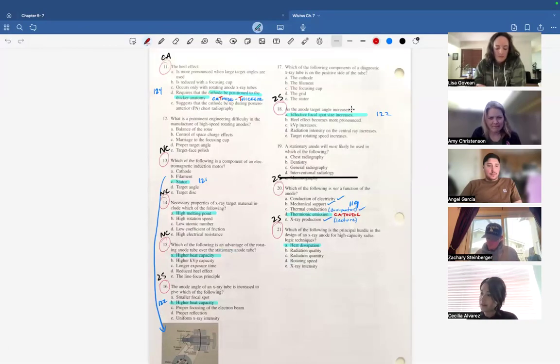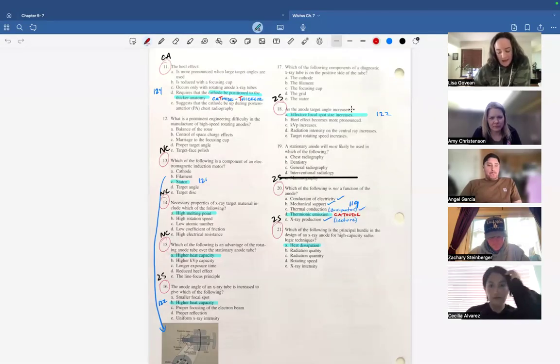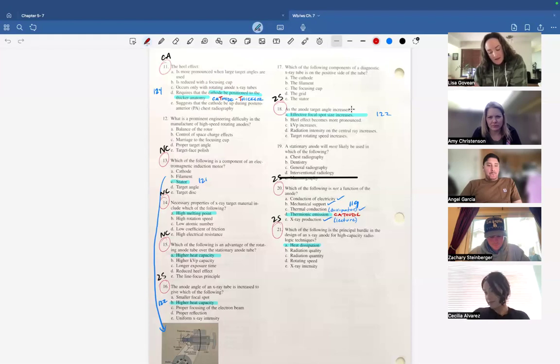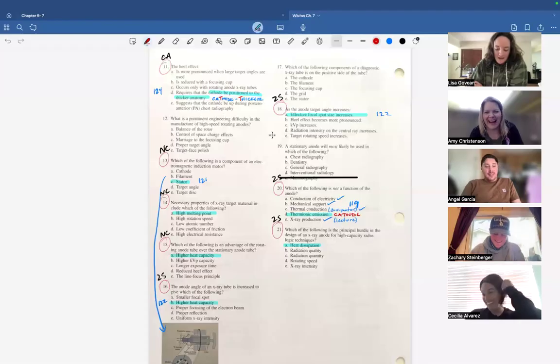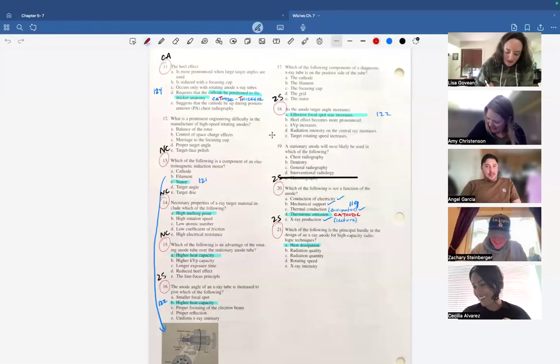And then 11, the heel effect, I put D, requires that the cathode be positioned to the thicker anatomy. Yeah, and he said in his lecture, you could remember because cathode has a T and thicker has a T. I remember it as fat cat. Yeah, fat cat. I wish I remembered that last time. I like that, fat cat. I think that was my last question.